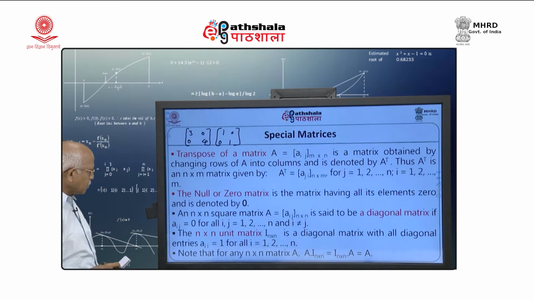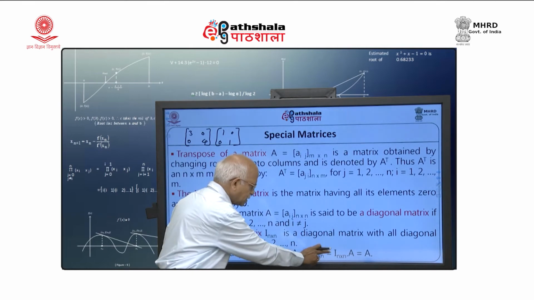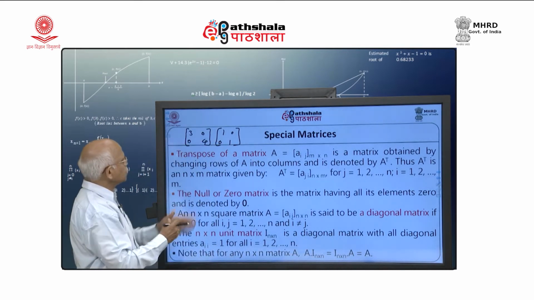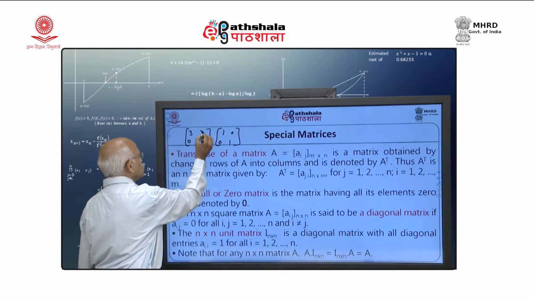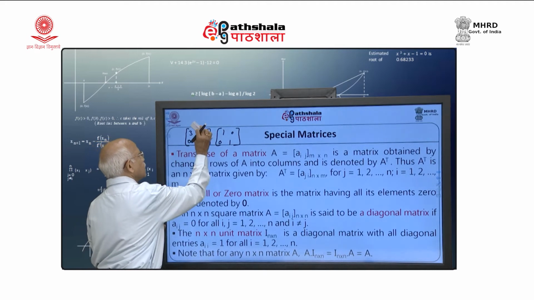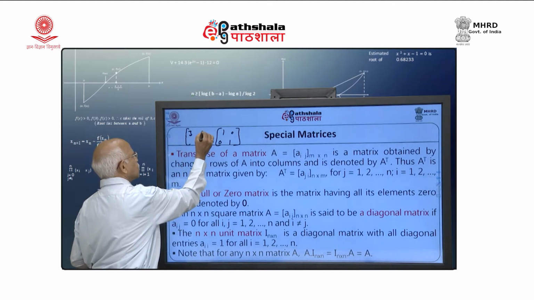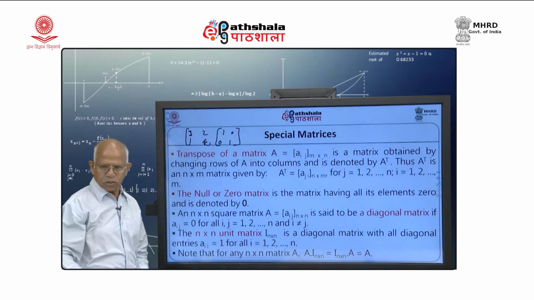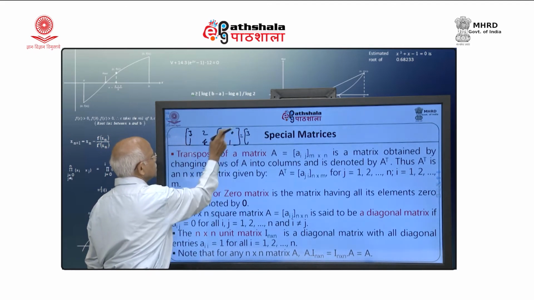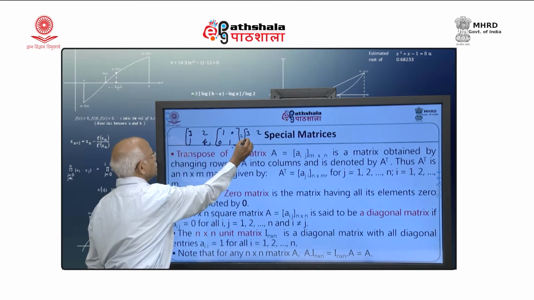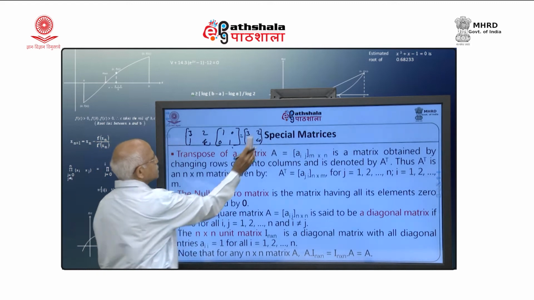And then you can see that for any n cross n matrix A, A times I n cross n is equal to I n cross n times A, which is equal to A. So, if you take the unit matrix and multiply another matrix by it, I will get the same matrix. For example, if I take 3 2 and 4 1 here, and multiply by this, I get 3 again, then 2 here, 1 here, and 4 here. So, again I get the same matrix. The product matrix is also the same.